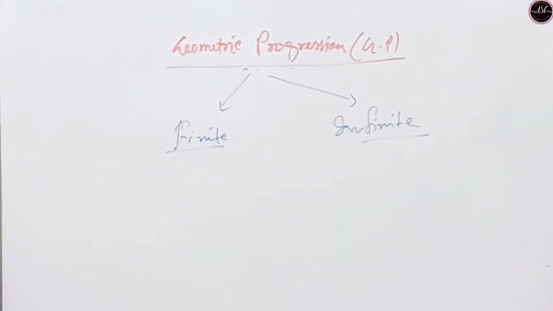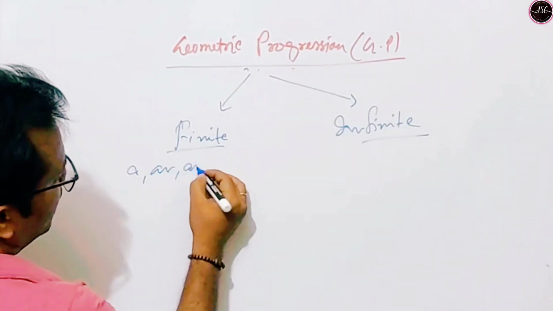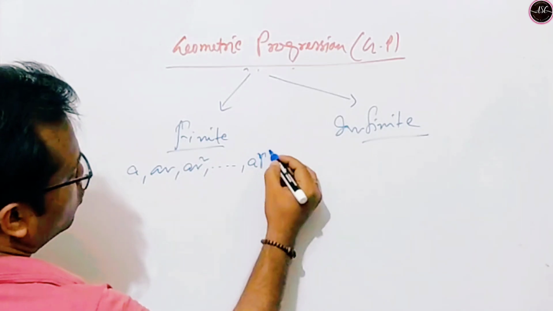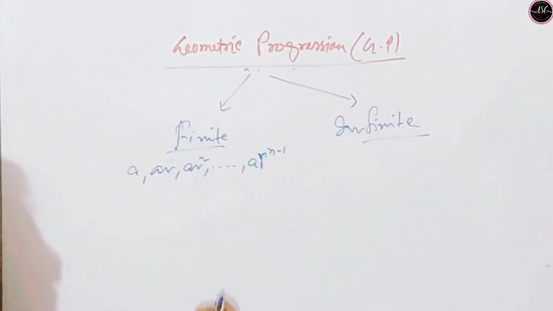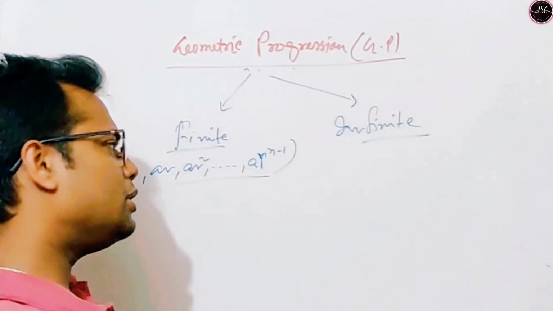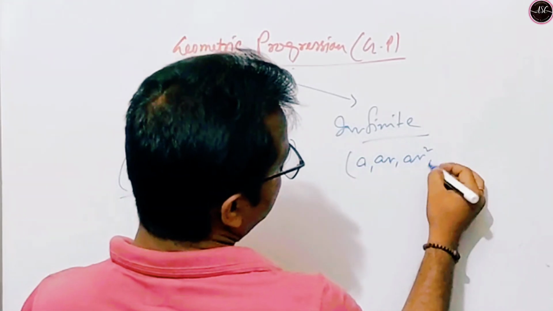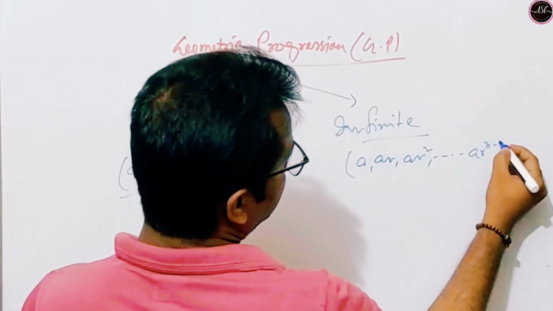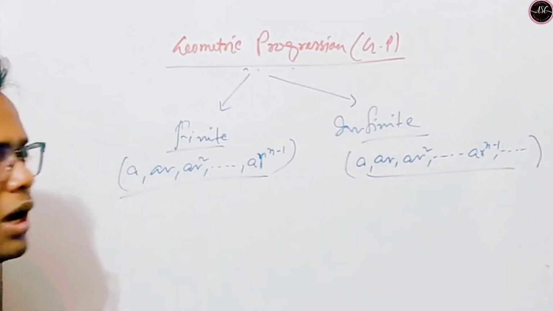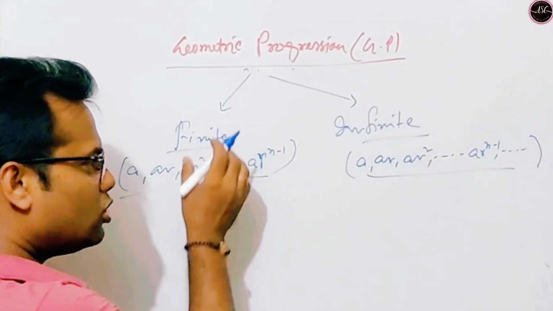Finite means when the terms are countable. So let a, ar, ar square, dot dot dot, ar to the power n minus 1, up to the nth term. That means the terms are countable. If there is a GP a, ar, ar square, dot dot dot, ar to the power n minus 1, comma, dot dot dot up to infinity, that means the terms are not countable. So this is infinite, and as these terms are countable, this is finite.